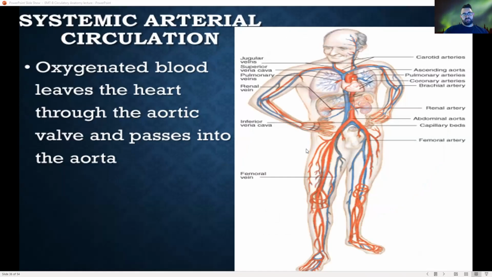So taking a look at the systemic arterial circulation. Oxygenated blood leaves the heart through the aortic valve. All right, we talked about that, right? The last valve of the heart is the aortic valve, and it passes into the aorta. Let's take a look at the picture here. At the top of the heart, there is a big red circly thing right here. That is the aortic arch, okay? As the left ventricle pumps blood out, it goes into the aortic arch.